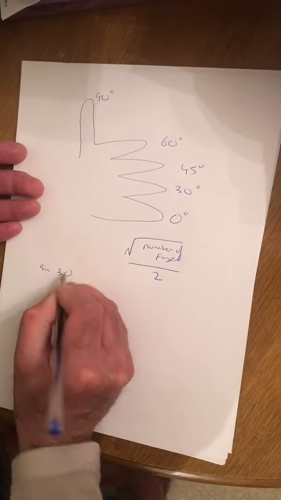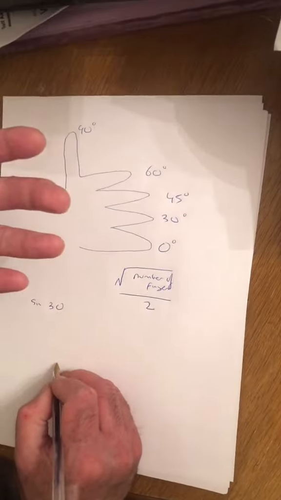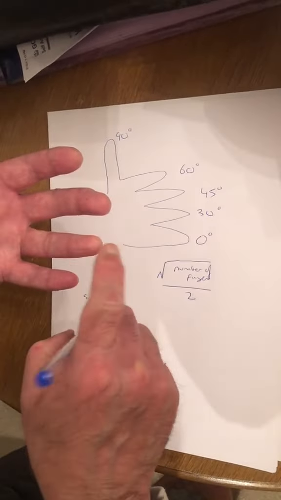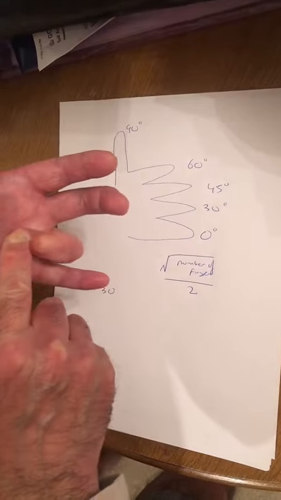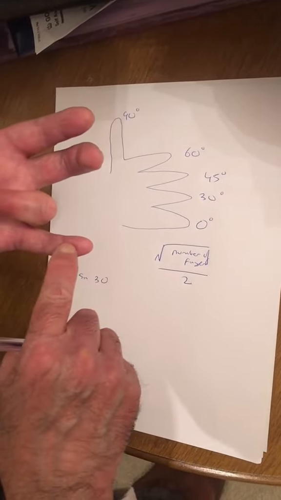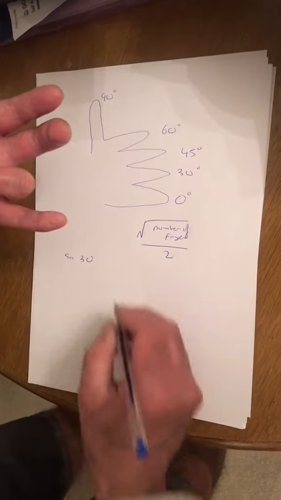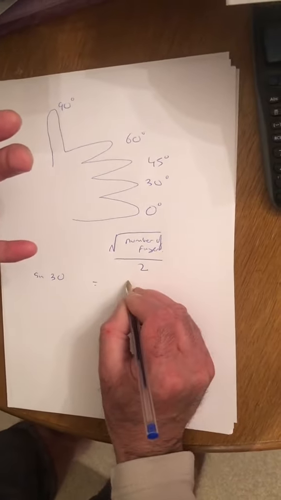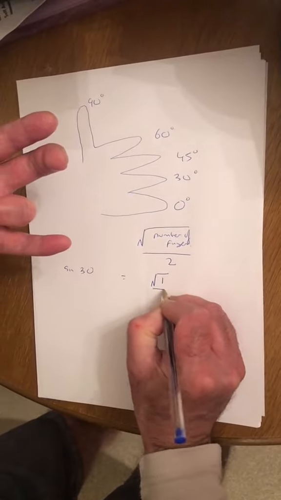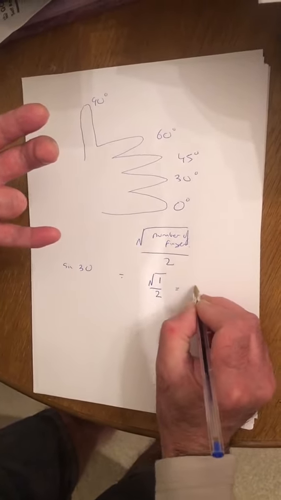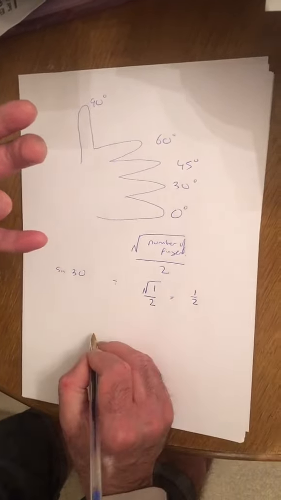Sine 30, okay? What you do is, this is our sine 30. You bend the finger and you count the number of fingers underneath it. In this case, it's going to be 1. So that will equal the square root of 1 over 2, which basically is a half. So sine 30 equals a half.